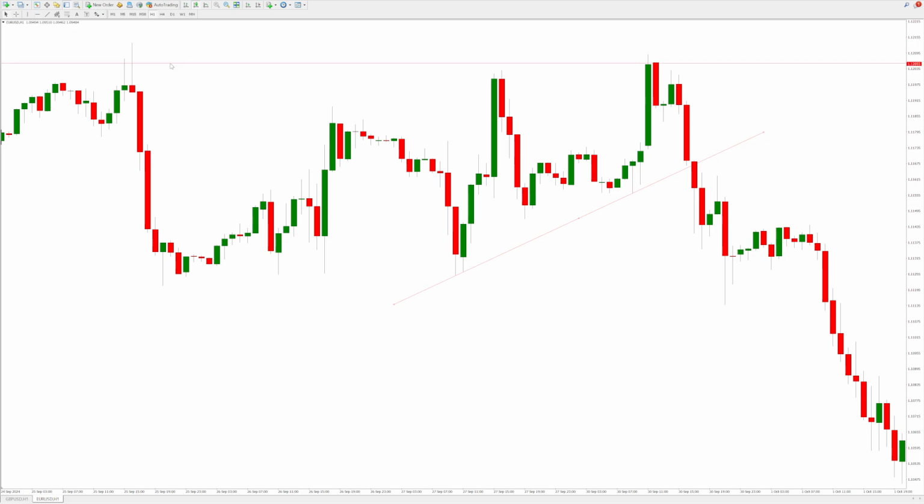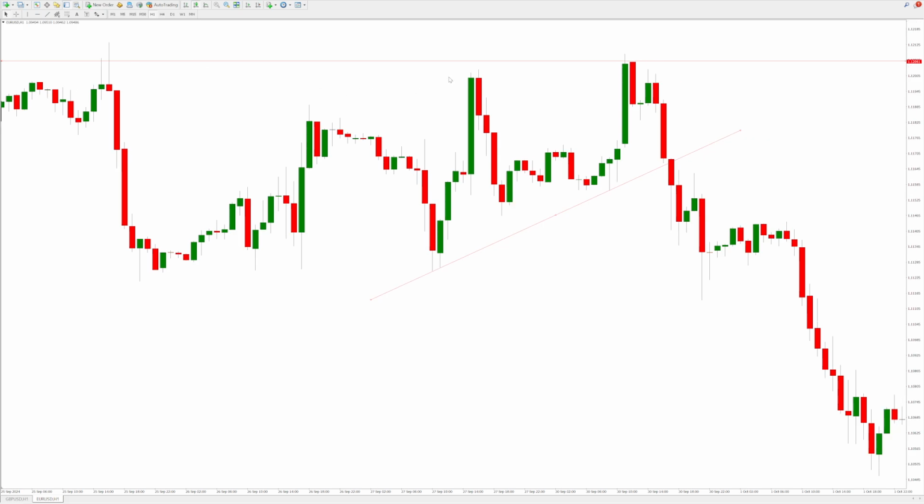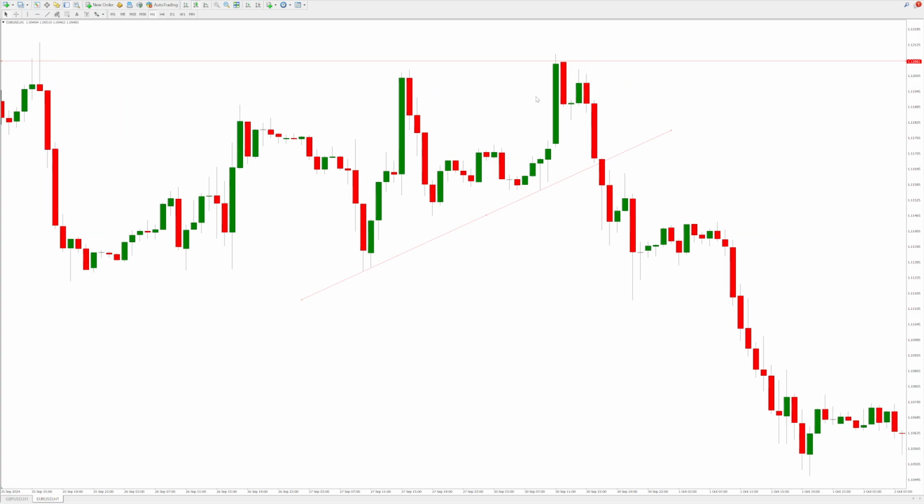To do that, we'll mark resistance, which is up around here somewhere. One, two, three times this resistance level has been tested. Probably more if we go back, but let's just focus on this. This is actually a triple top pattern: one, two, three times this resistance has been tested. So that's a triple top, strong resistance. And based on that trend line, that's actually a wedge pattern as well, and we're going to look for a breakout in the downwards direction.